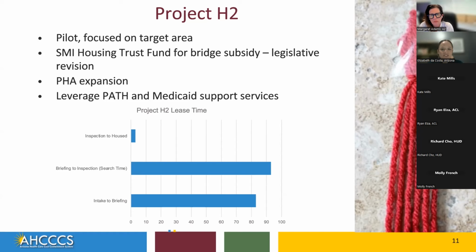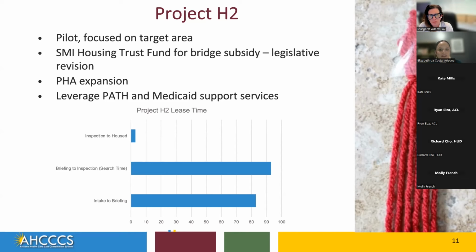So just an interesting thing we found where we worked to try to align the applications with the public housing authorities from there. And then the other thing is the search time. So we know that there's concerns for available units in our community, but from the moment the member was briefed and actually had their voucher, it still took over 90 days for them to be able to actually find a unit, complete the application process with landlords, and then get the inspection complete and be able to move in.